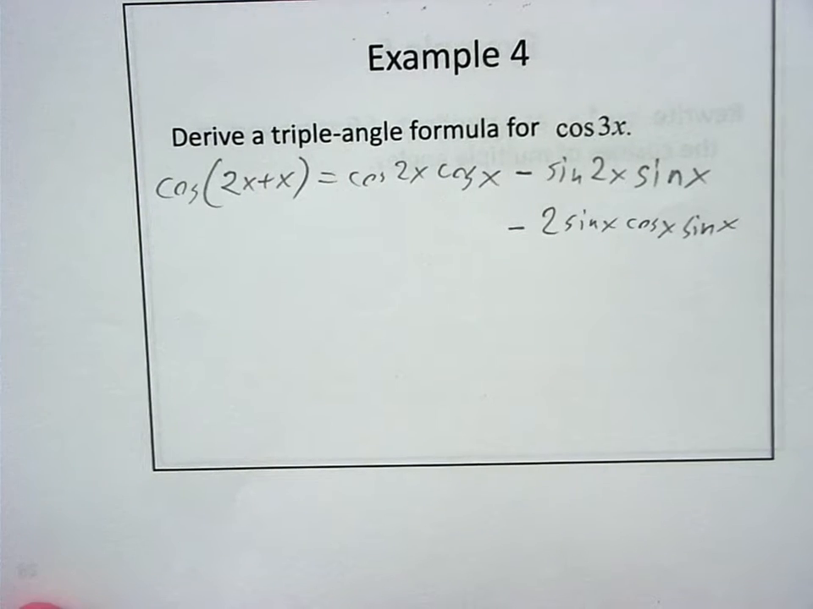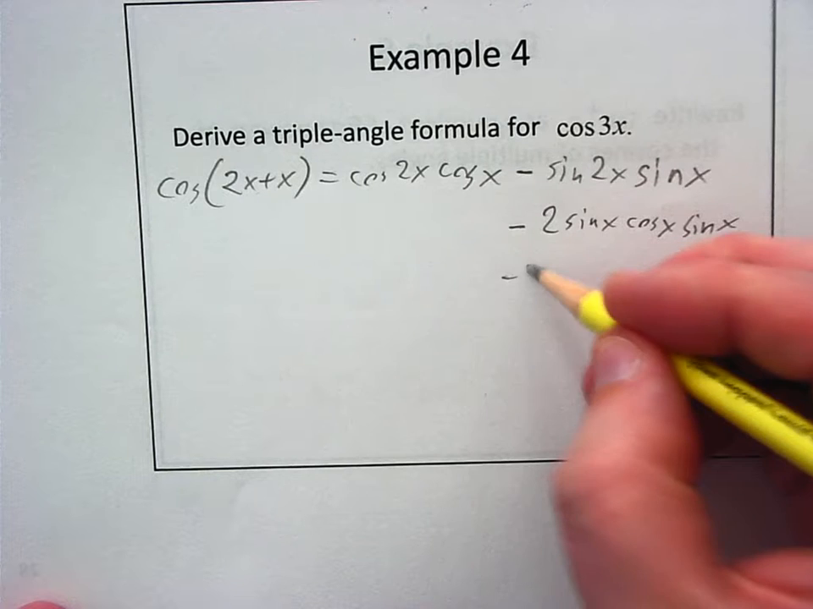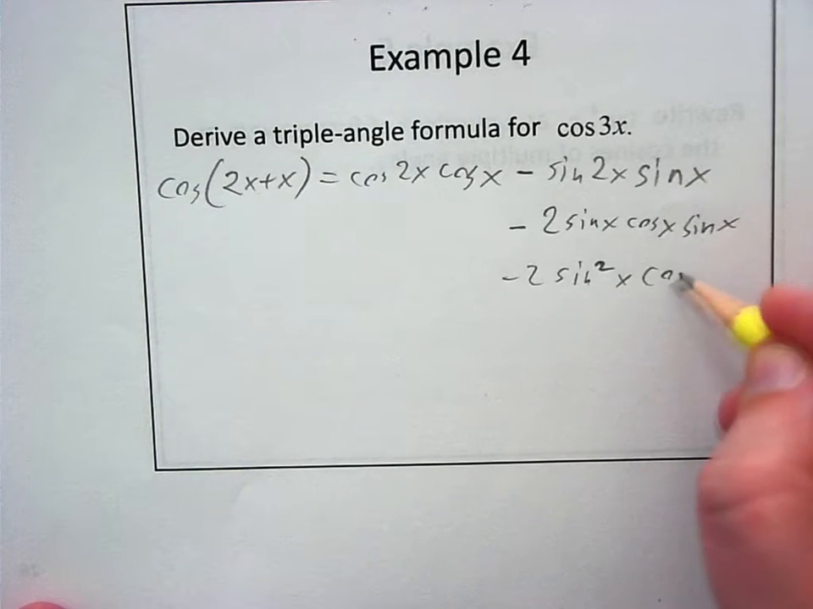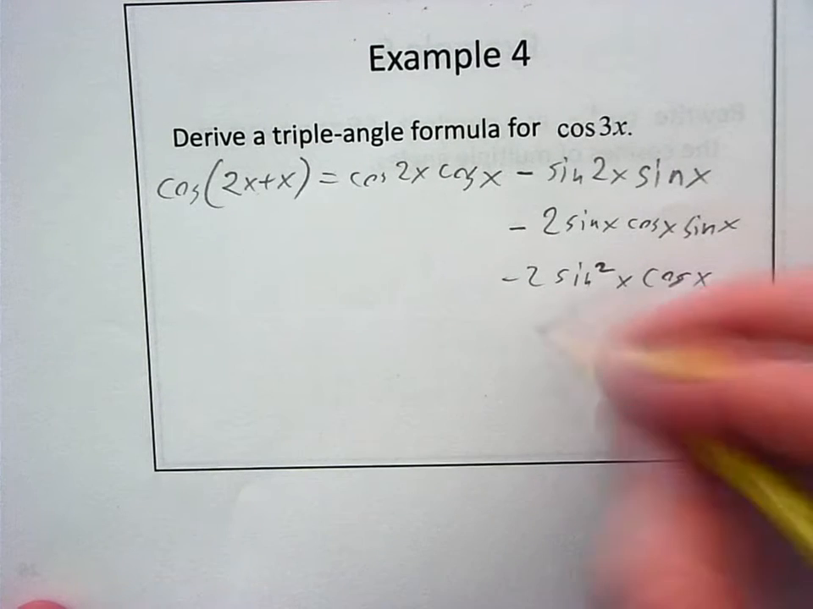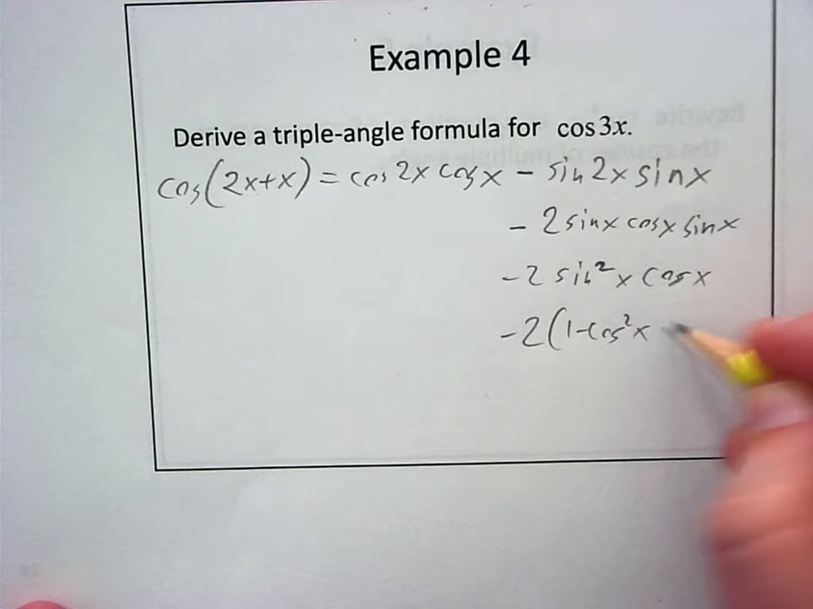Now I want to make this as simple as possible, so I'd like to, if I could, stick with just cosine or just sine. It's not going to be able to get to just cosine, but I do have sine squared here. This side will turn into 2 sine squared cosine. And what's sine squared equal to? 1 minus cosine squared. So I can actually get this down to 2 times 1 minus cosine squared x times cosine.